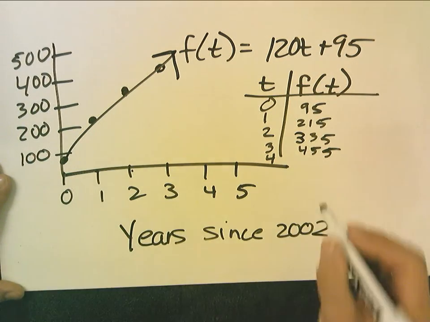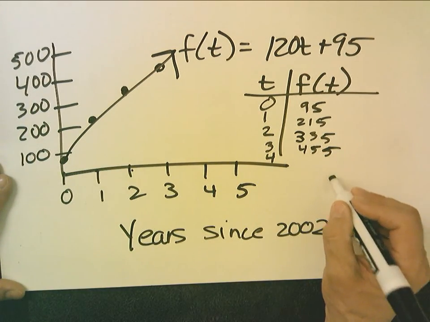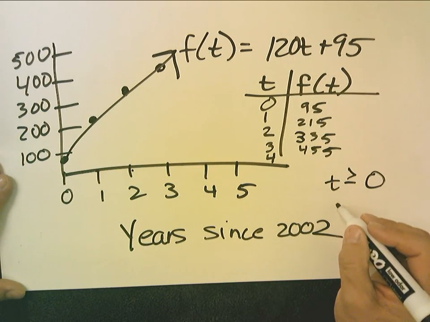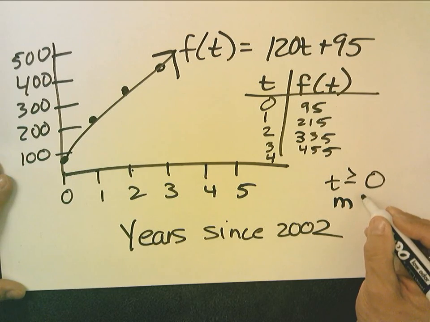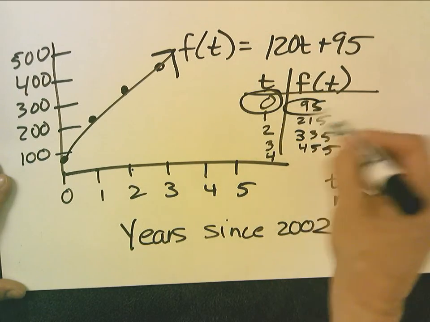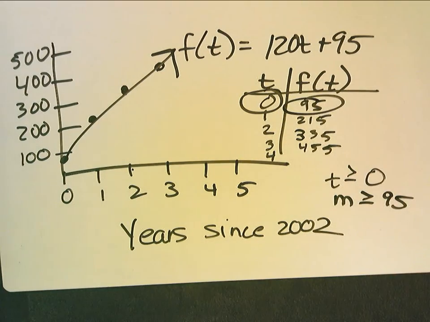And the domain in this case is t is greater than or equal to 0, and that makes the range, m, the text messages, greater than or equal to 95. The minimum time is 0. The minimum text messages is 95. Okay? And that's all we're going to do.